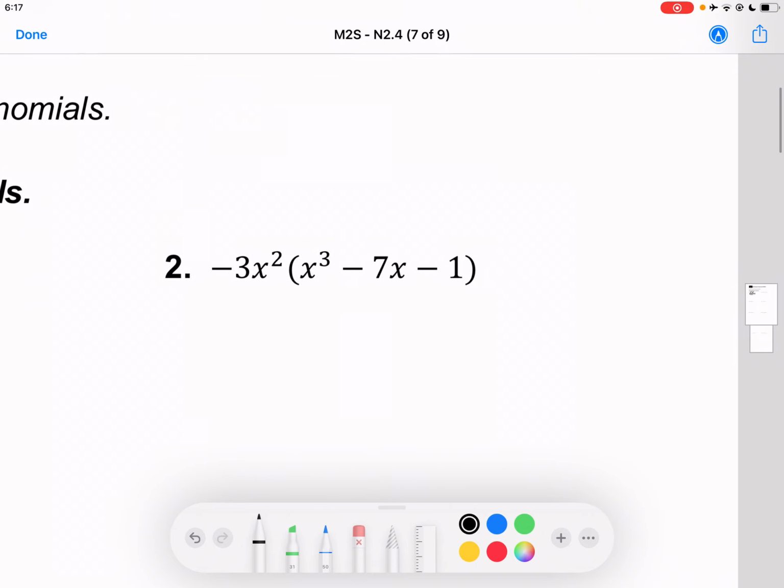So we're going to take this first term, negative 3x to the second, and we're going to multiply it by the first term. Now, there's just a 1. If there's no number in front of that first term, it's implied to be a 1. So we're really just doing negative 3 times 1, which is negative 3. And then when you multiply those two x's, x squared times x cubed, you add the exponents. So 2 plus 3 is 5.